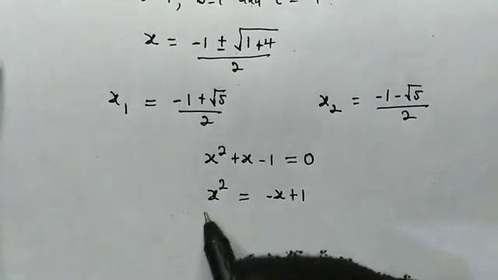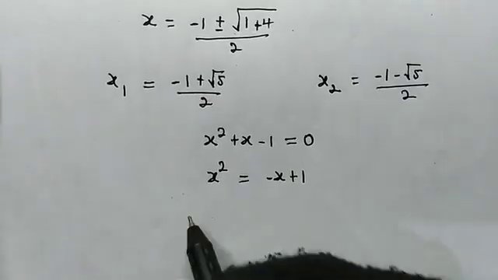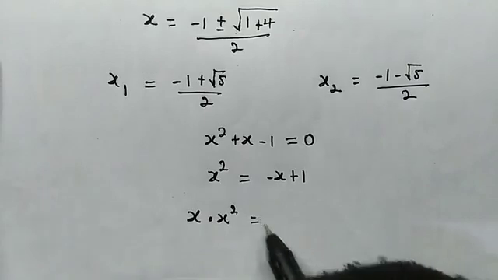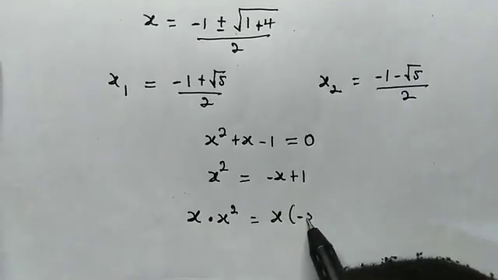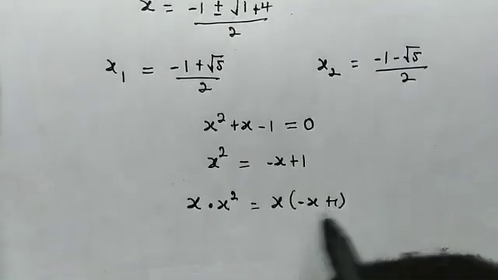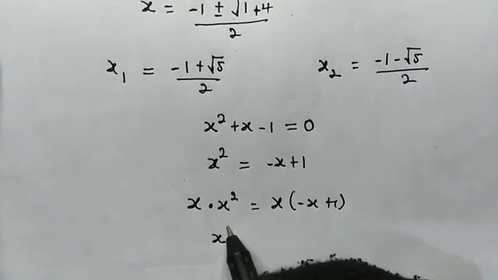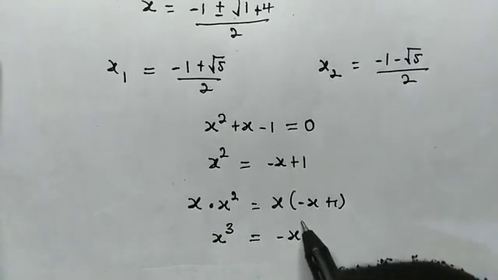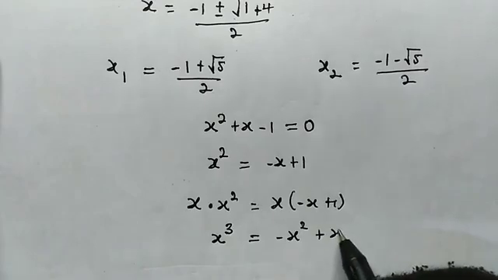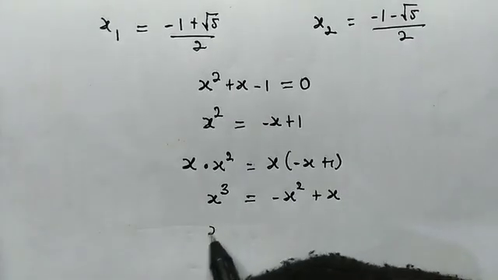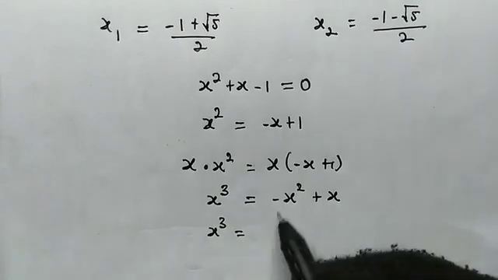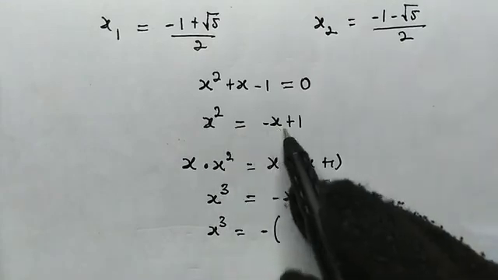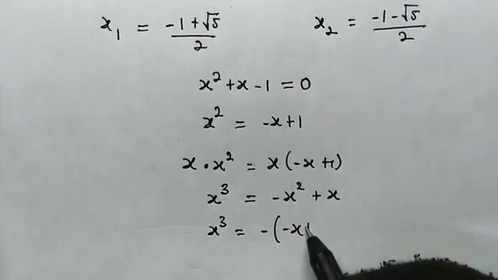Now let's go ahead and multiply both sides by x. So we have x multiplied by x squared, equal to x times the bracket negative x plus 1. So x times x squared gives x to the power of 3, which is equal to x times negative x, which is negative x squared, plus x. So x to the power of 3 is equal to negative, in bracket, x squared, whose value in terms of x is negative x plus 1.